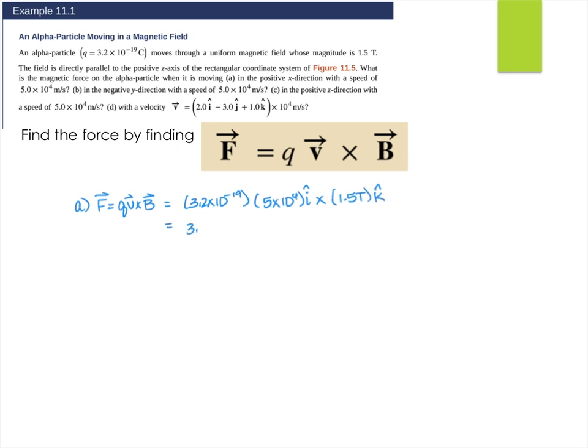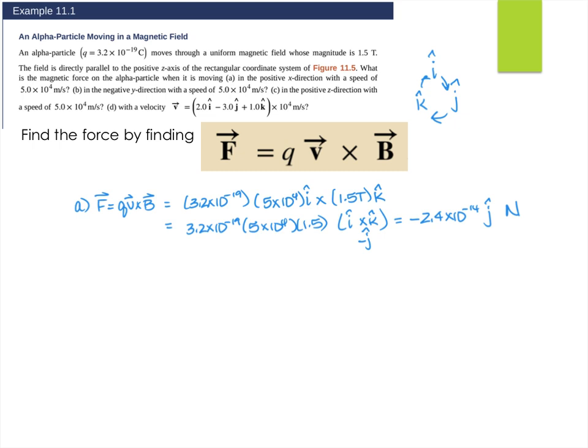So it's 3.2 times 10 to the minus 19 times 5 times 10 to the 4 times 1.5, and then I have i cross k. If I do my little circle up here, I notice to do i cross k, I have to go around counterclockwise, so that gives me a minus j. And so my answer to this problem is minus 2.4 times 10 to the minus 14 in the j direction, and that's expressed in newtons.